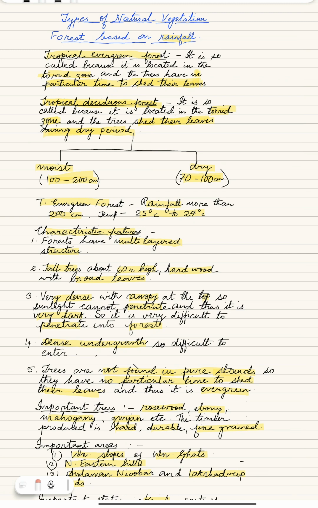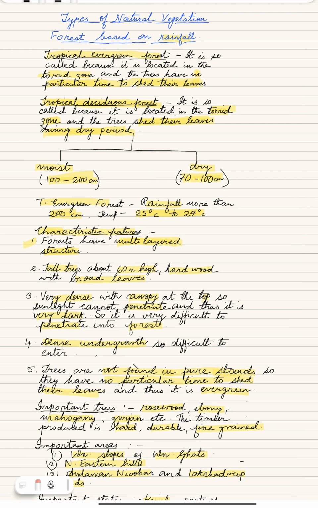Now let us discuss tropical evergreen forest. Rainfall more than 200 centimeter, temperature 25 to 27 degree Celsius. Characteristic features of this forest. Number 1, the forest has a multi-layered structure.